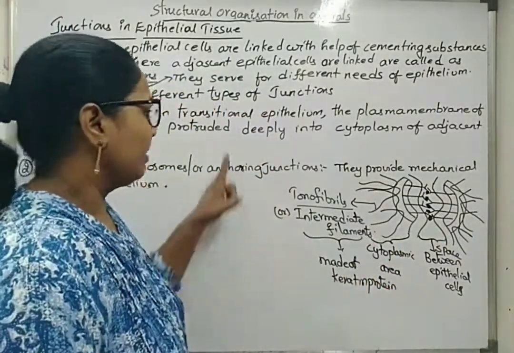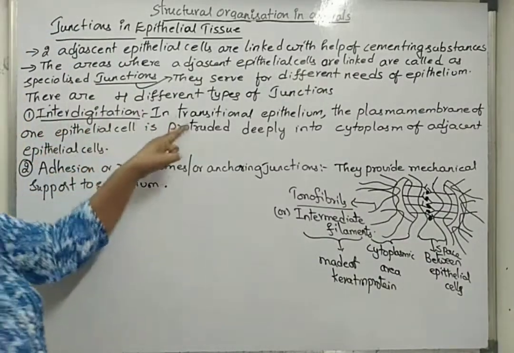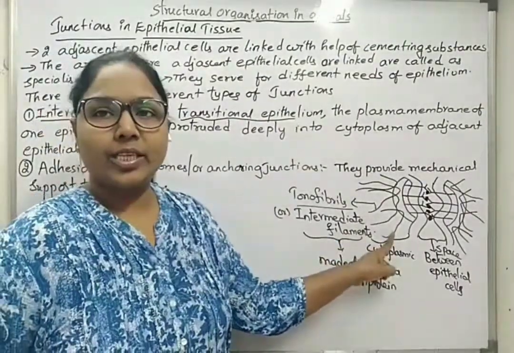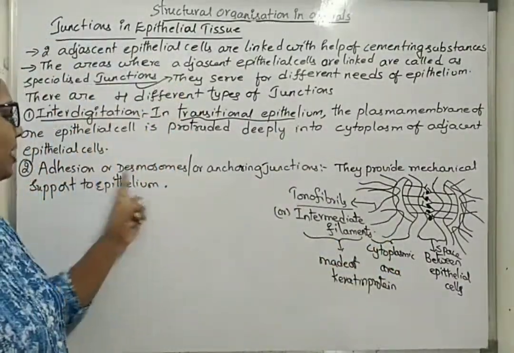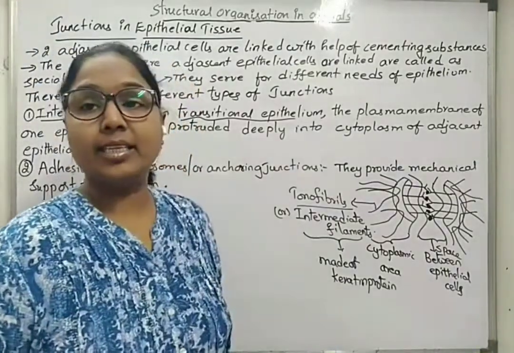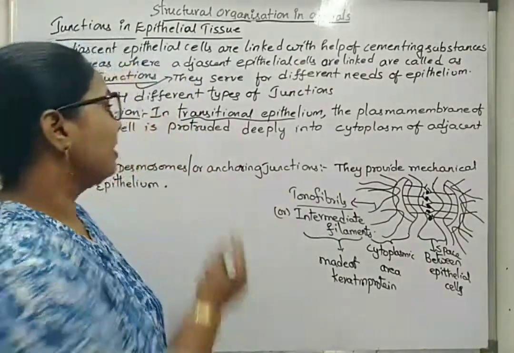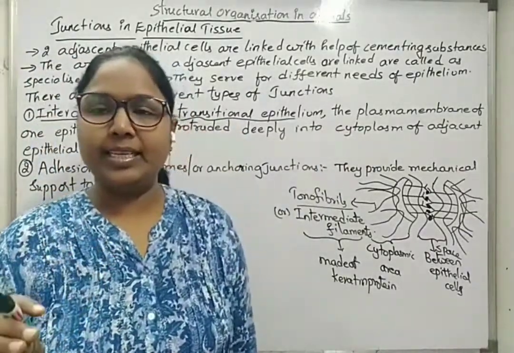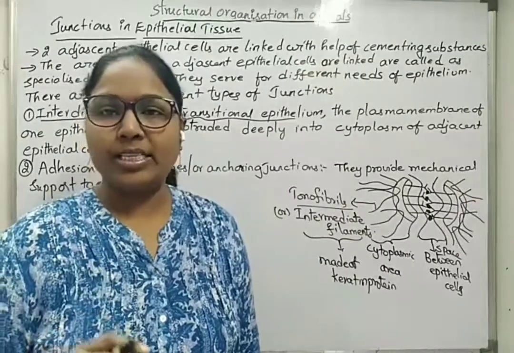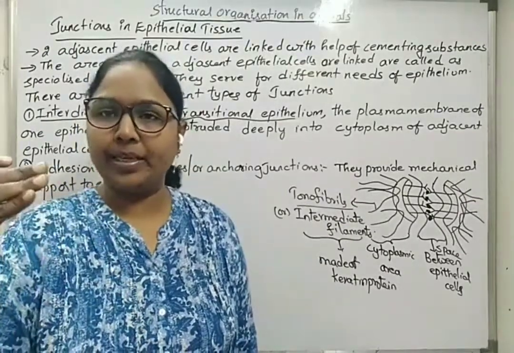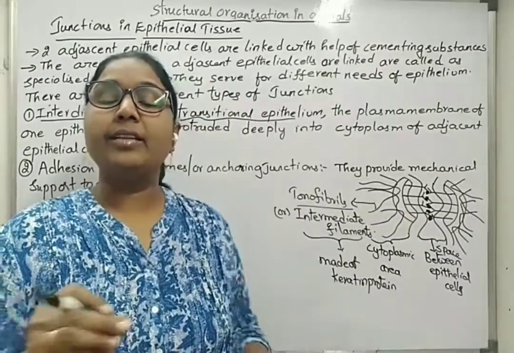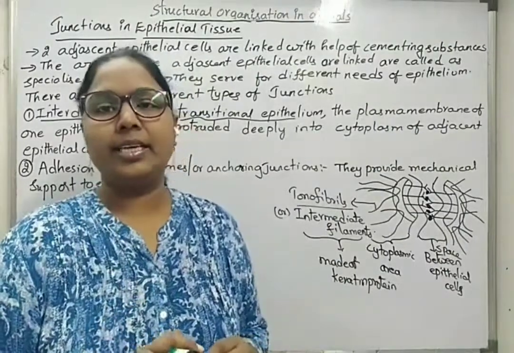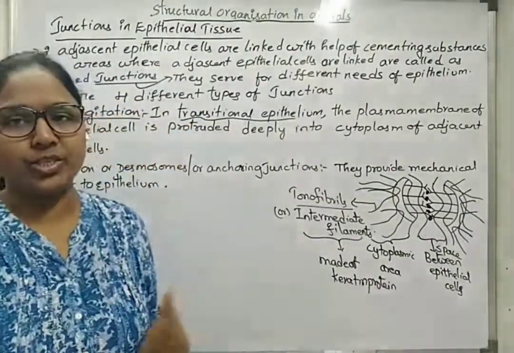Now, here we have seen interdigitation is seen in case of transitional epithelium. Adhesions or desmosomes are seen in case of stratified epithelium. Transitional epithelium means many layers of epithelial cells. When they are in normal or resting position, there appear many layers, but when the layer is stretched, it appears as only one single layer. Such type of epithelium is called transitional epithelium.